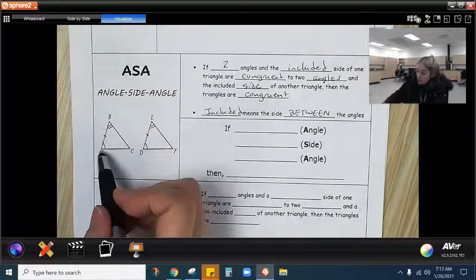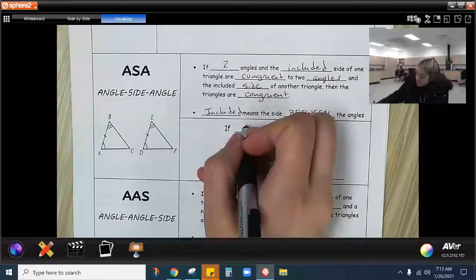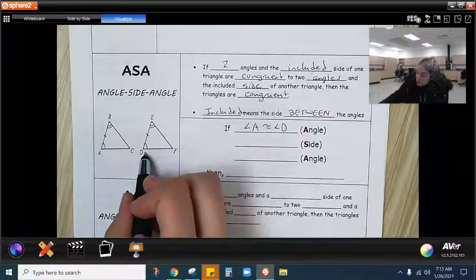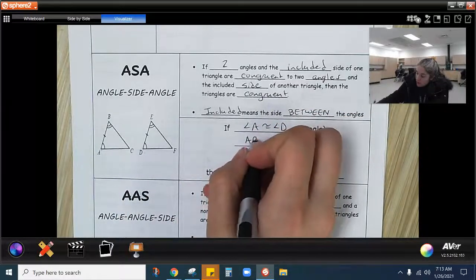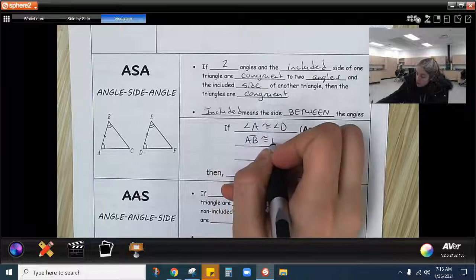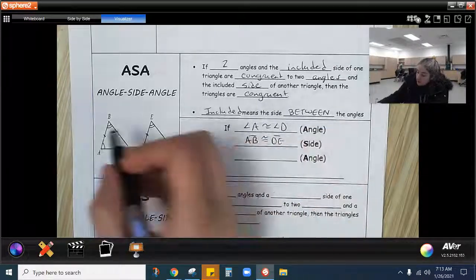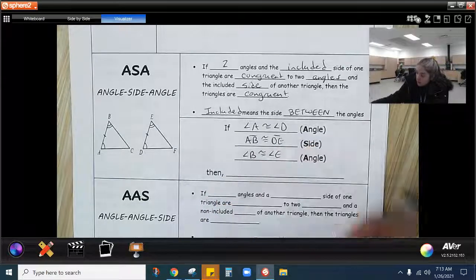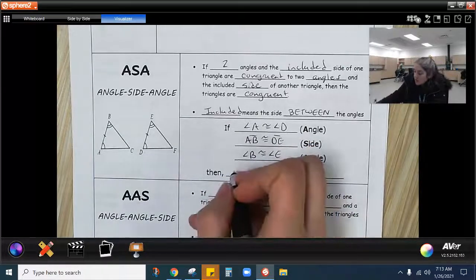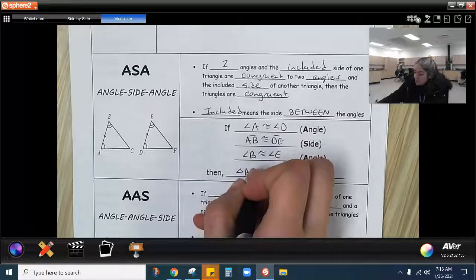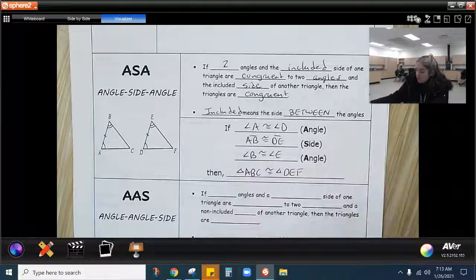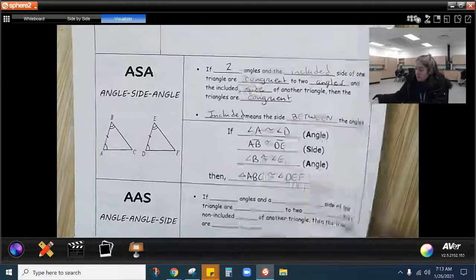All right, so if I list this out in order, I like to go from left to right. So I'm going to start with angle A is congruent to angle D. They both have one whooshie. Then we would have side AB is congruent to side DE. And then we would have angle B is congruent to angle E, right? Angle, side, angle. Then we would have that triangle ABC is congruent to triangle DEF. All right, so that's angle, side, angle.